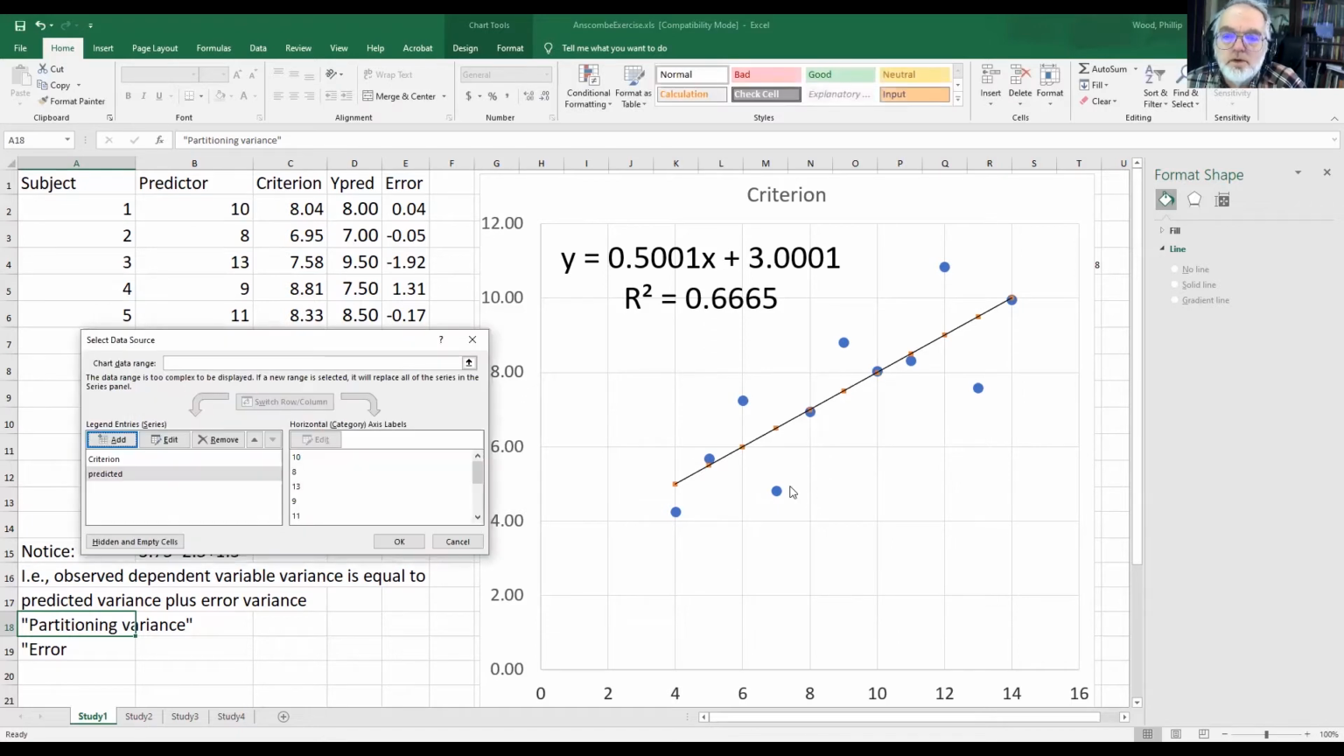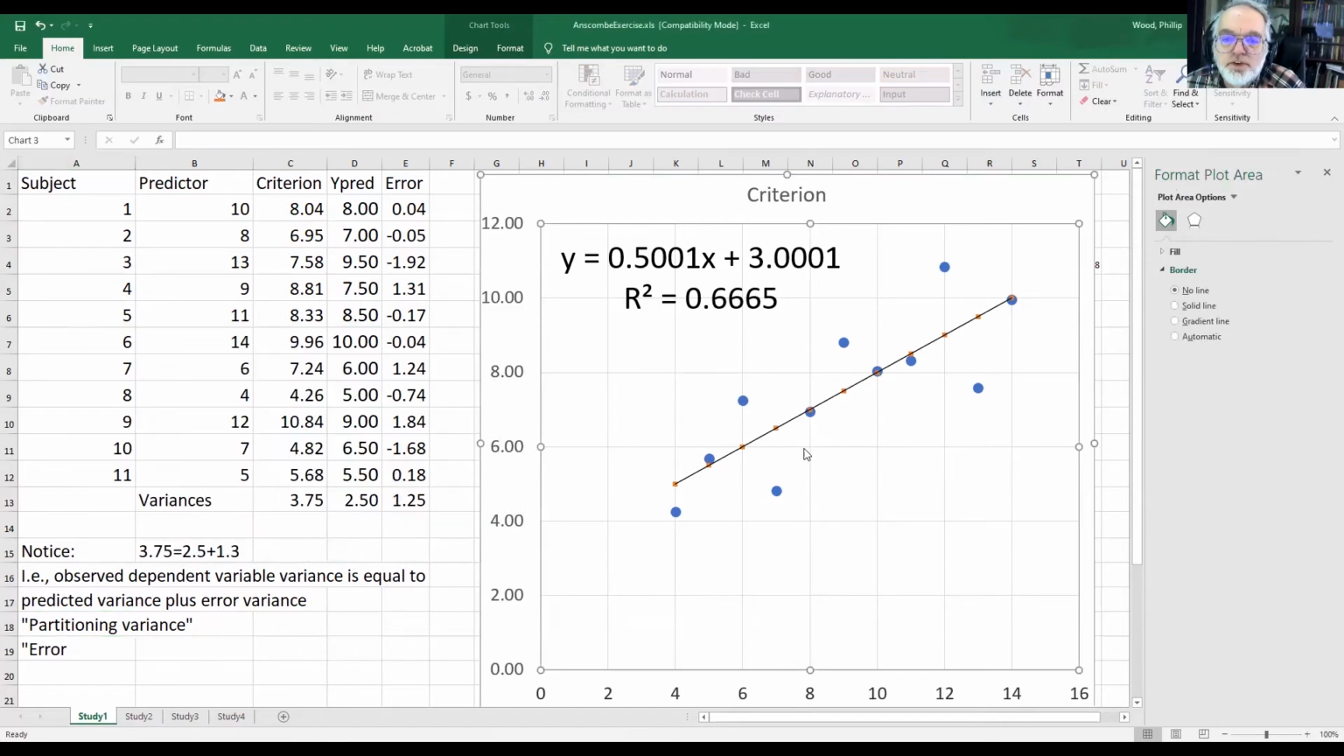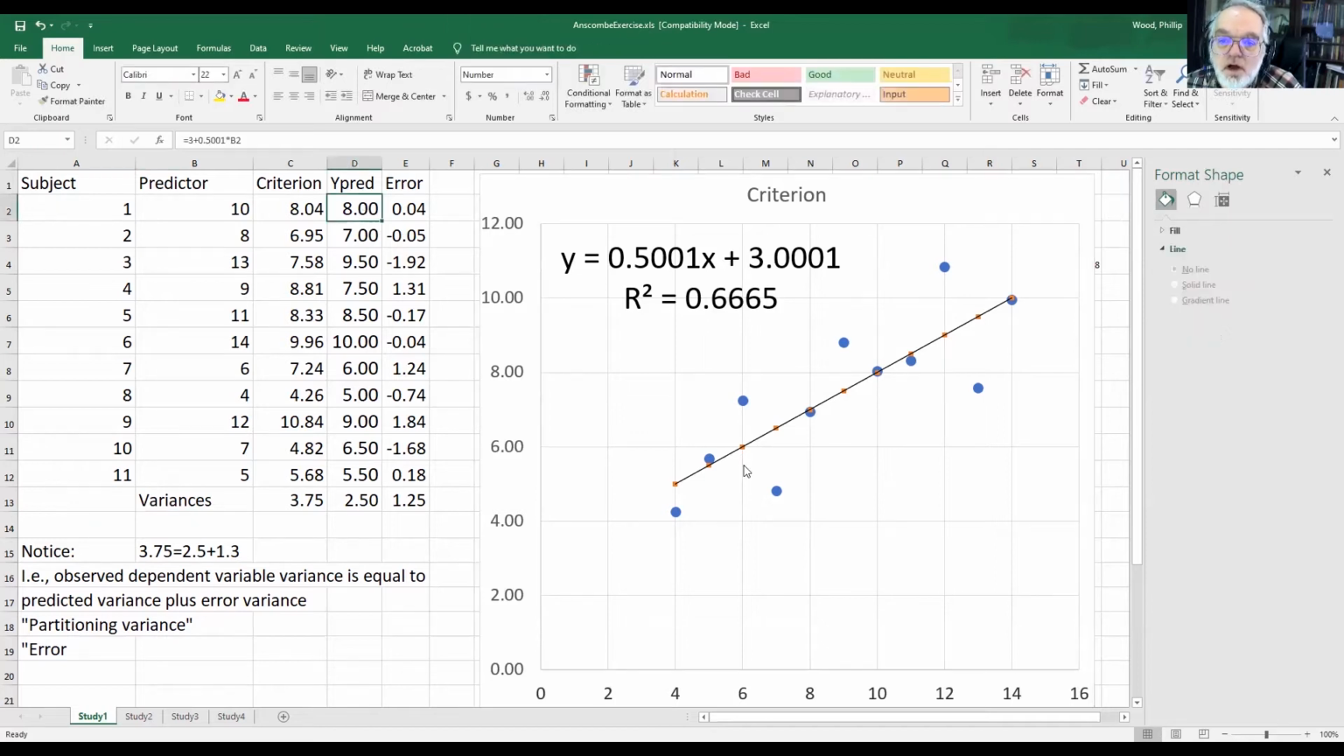There. So now you can see I got little red dots here. These little red dots are the values, the predicted values on the line. So maybe that helps.